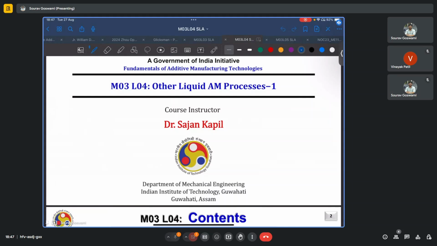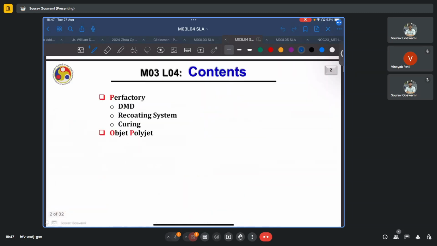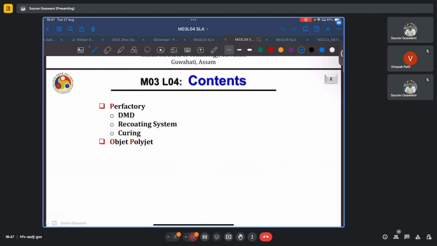Now we look at a few other liquid AM processes, or AM processes that utilize a liquid material as the feedstock. Some of them are named here. One is Perfactory, the other is Objet PolyJet. Both are commercial systems which have been put to commercial use or applications.